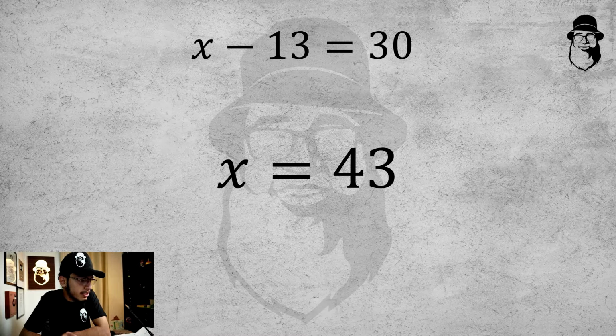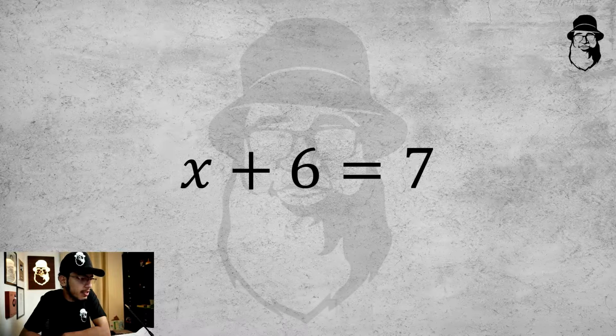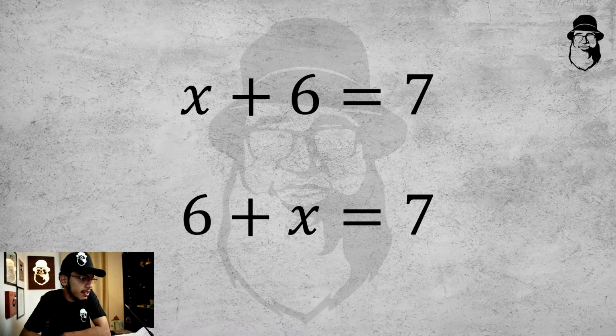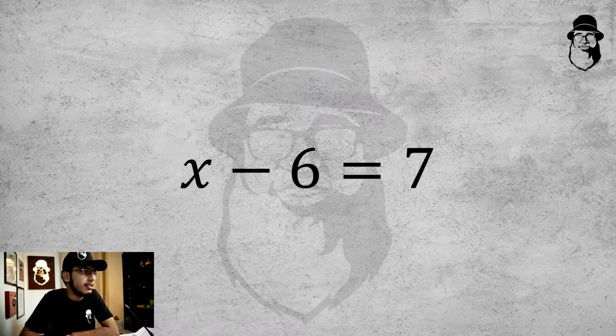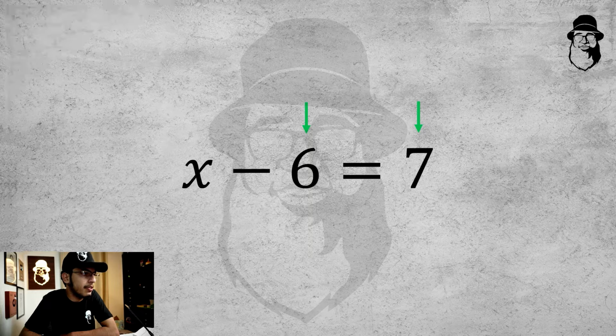So for equations like x + 6 = 7 or 6 + x = 7, we take the number on the left from the number on the right. And for equations like x - 6 = 7, we add the number on the left to the number on the right. Where something is added to the x term, subtract. Where something is subtracted from the x term, add.